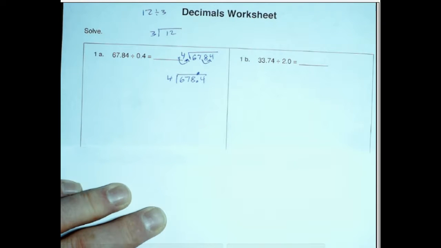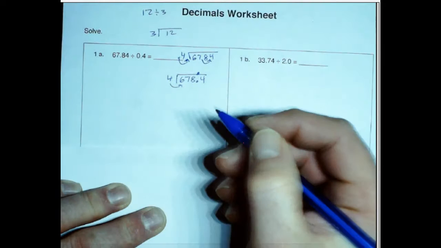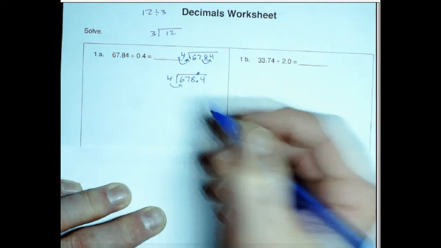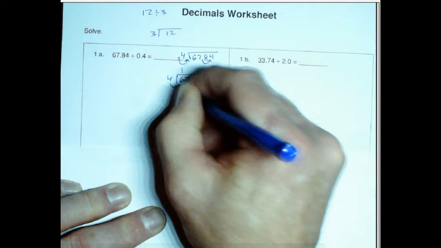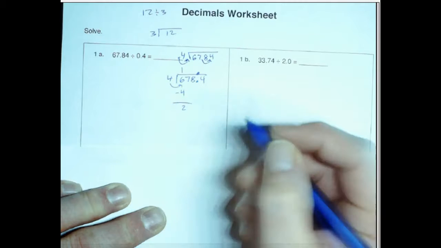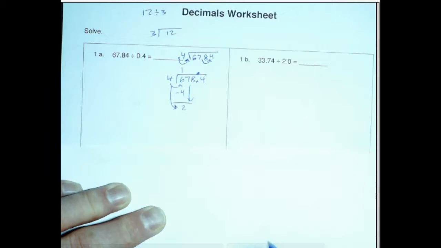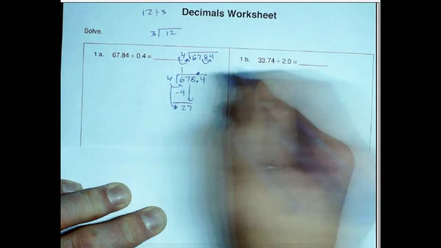I haven't put the decimal straight away right up top. Okay, so taking a look at this, I have the kids ask the question, does 4 go into 6? Yes, it goes in there one time, so I can put 4 in, and I subtract it out. 6 minus 4, we've got a 2 remainder. 4 doesn't go into 2. However, we can bring that 7 down. 4 will go into 27 6 times.